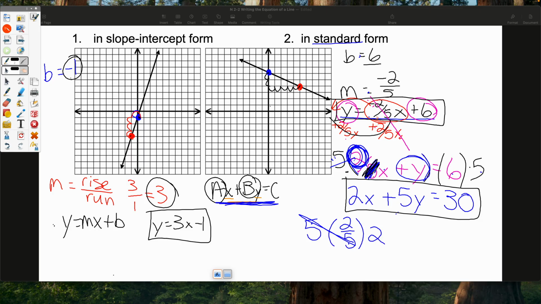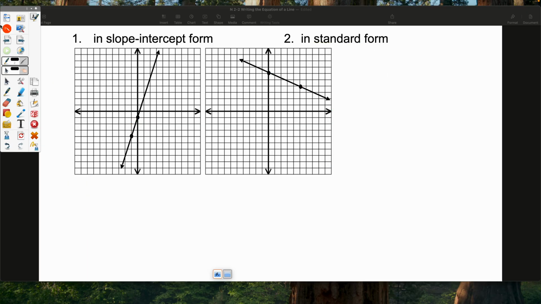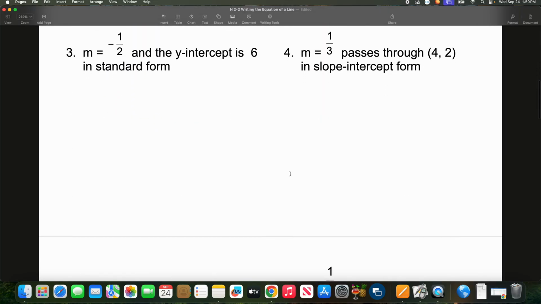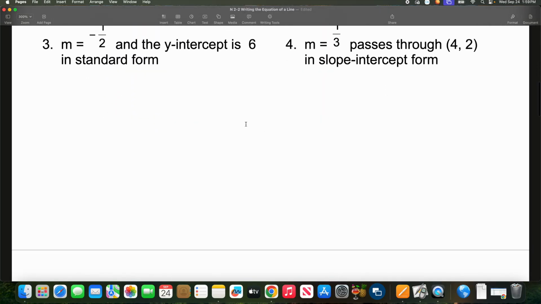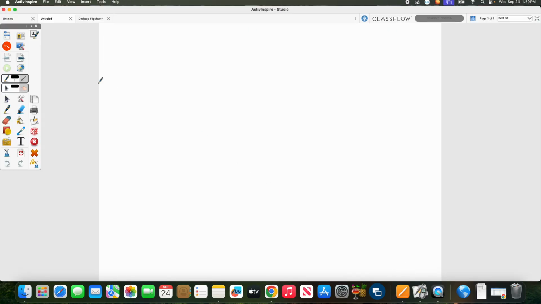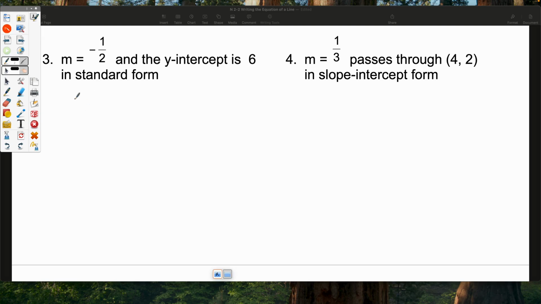Alright, so there's 1 and 2. Just like I said, we got another one right here where we need to get it into standard form. M right here is my slope. M equals -1/2. And the y-intercept is 6. What letter do we use as y-intercept? B.